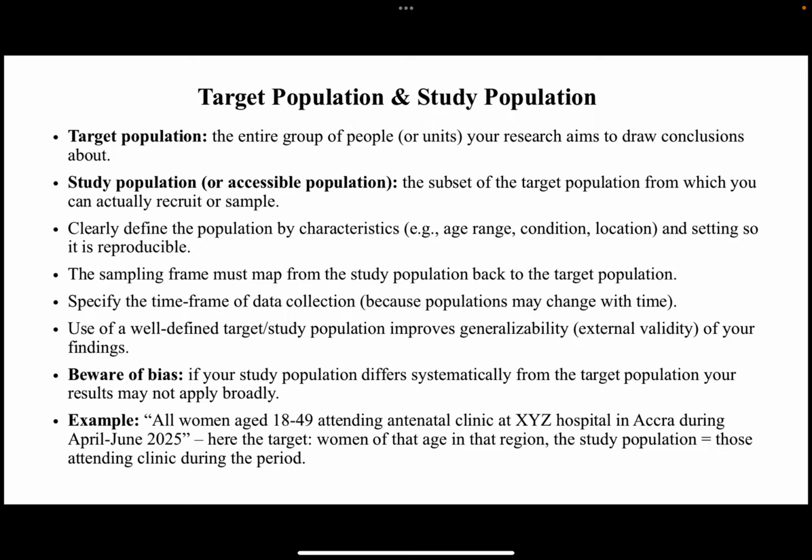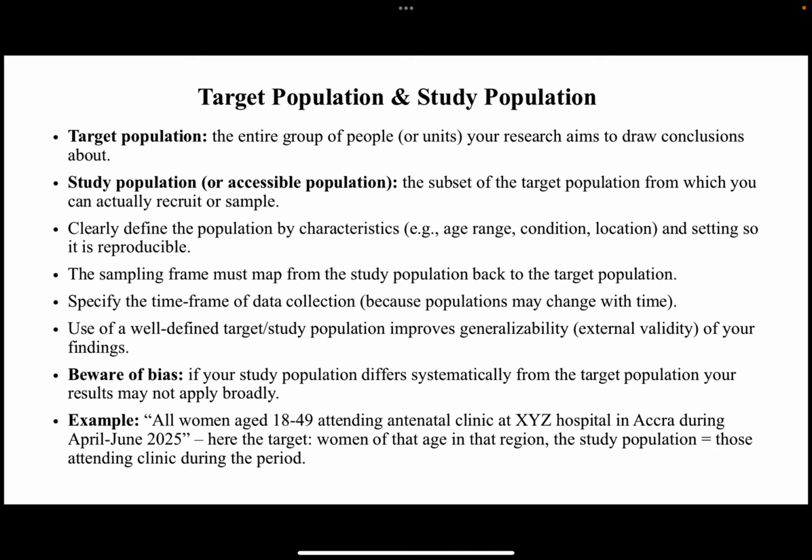Do you get it? That's the difference. So for example, you want to do a study among pregnant women. That will be a target population. But the study population may be pregnant women attending antenatal at Korle Bu Teaching Hospital during the study period. So if a pregnant woman is not even visiting the antenatal clinic of Korle Bu, that woman does not fall within the study population. And even if a pregnant woman is visiting the antenatal clinic at Korle Bu, but is not visiting within the time period for the study, that woman will still not fall within the study population.